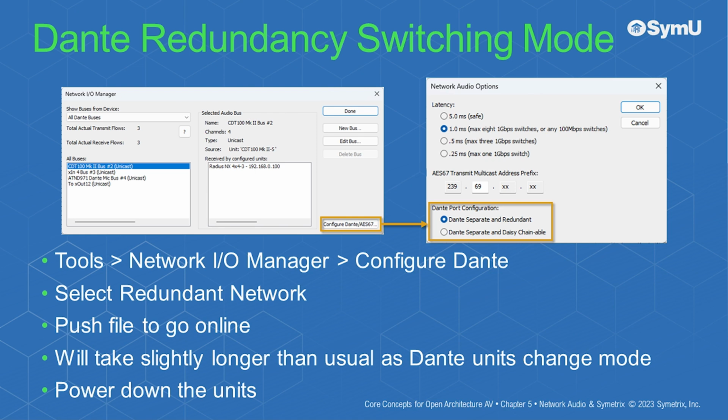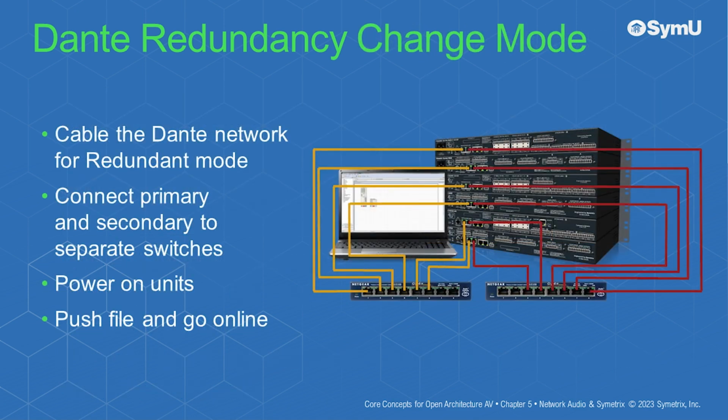Next, push the file to go online with the units. This will take slightly longer than usual as the Dante units change their mode. Then power down the units. Cable the Dante network as appropriate for redundant mode. Connect the primary and secondary to separate switches like the above diagram shows. Power on the units, then repush the file and go online.